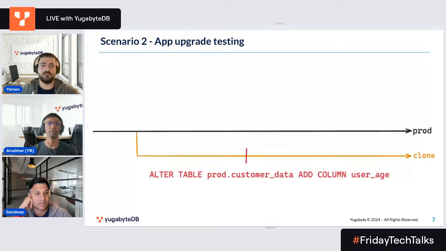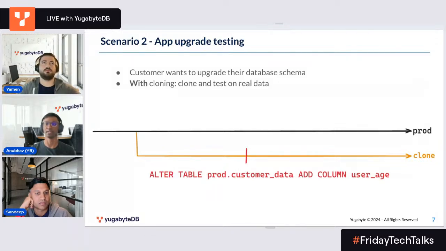So instead with clone, you create an instant clone of your production database, run your alter on your clone, and point your app towards your clone database. What that lets you do is test the new schema without having to copy all the data out, and you can test on actual production data.